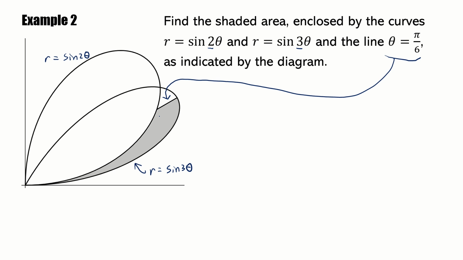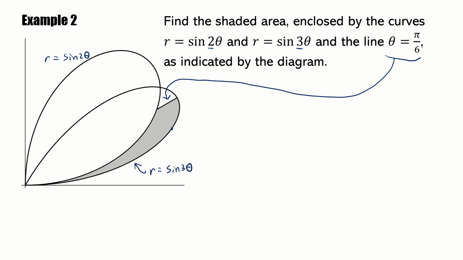Anyway, therefore if we want to find this region, careful. Don't think about the curve that's on top and the curve that's on the bottom. Think about the curve that's further away from the pole for the region we're finding. The curve that's further away from the pole is, of course, the graph r equals sine of 3 theta.